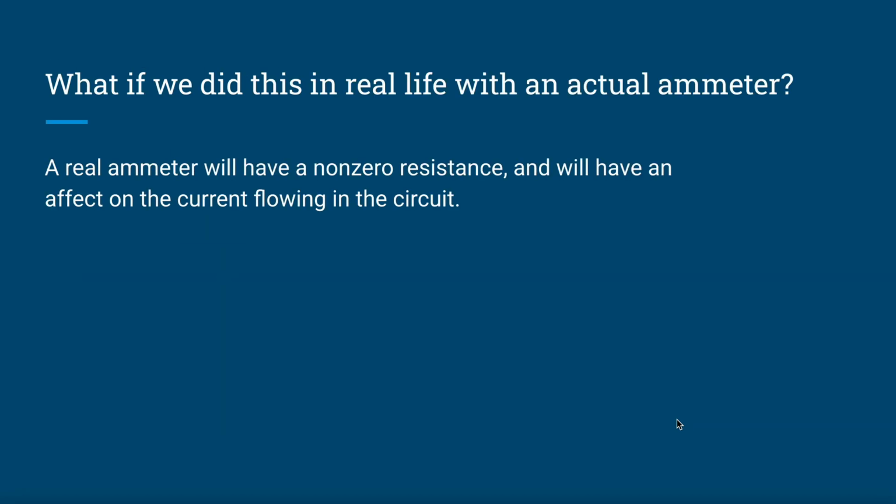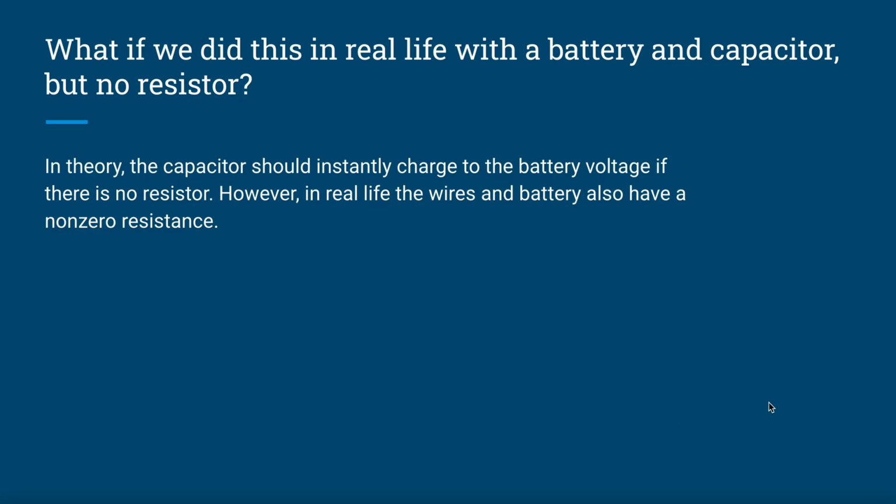So what if we did this in the real world with an actual ammeter? Well, a real ammeter will have a non-zero resistance, and it will have some sort of impact on the real current flowing in the circuit. What if we did this in real life with a battery and a capacitor, but with no resistor? Well, in theory, the capacitor should charge instantly to the battery voltage if there is no resistor. However, in the real world, even the batteries and the wires have some sort of non-zero resistance.